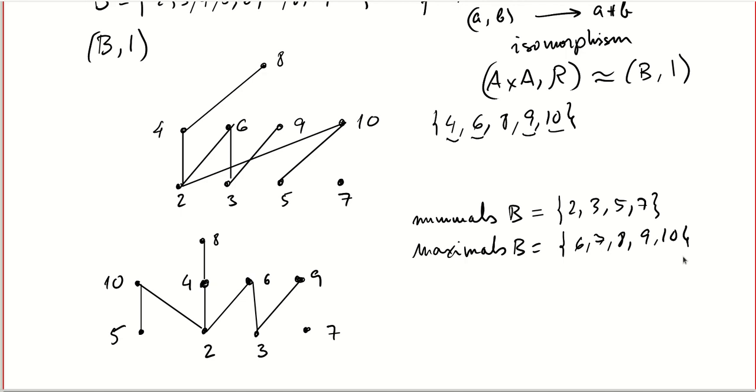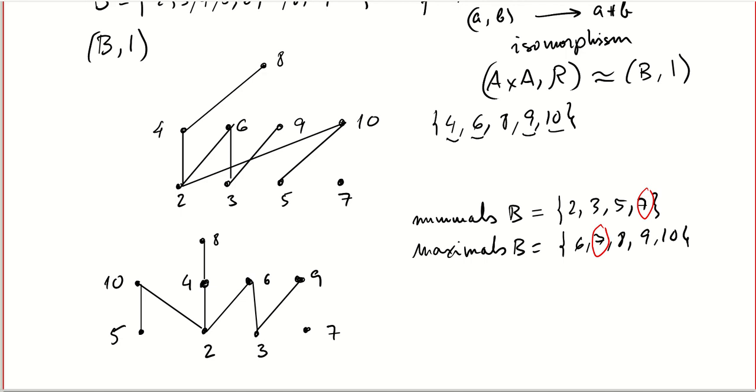Okay, notice something, and this is important. 7 is at the same time a minimal and a maximal element. This can happen, right? But when this happens, that means that this element is not connected to anyone. Like here, you have an isolated element. An isolated element is always a maximal and a minimal of the set.